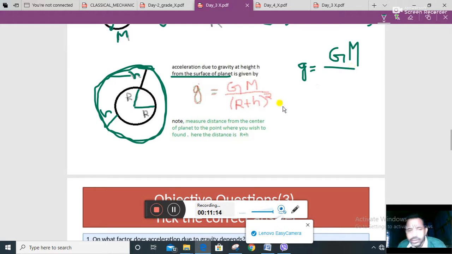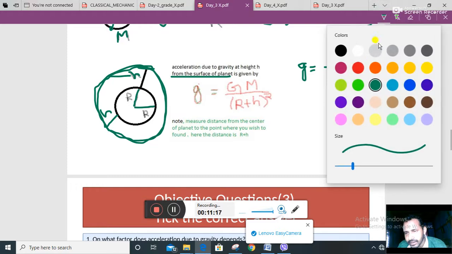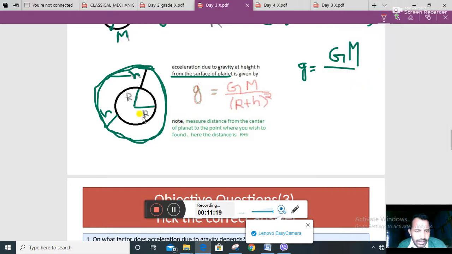This is the center of a planet. This is a planet, or a satellite, or you can say anything, but they are of very large mass. And over here, what is this distance? The distance from here to here is r, and here to here is h. So you can write (r plus h) whole square. How did (r plus h) whole square come here?